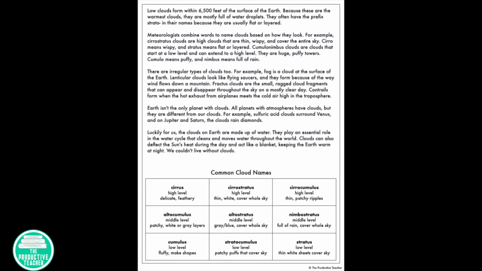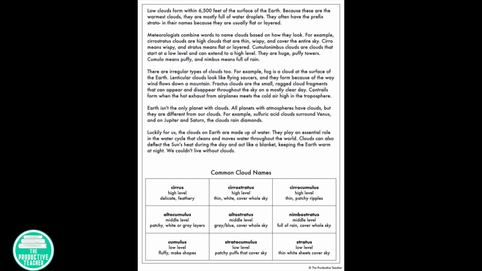Low clouds form within 6,500 feet of the surface of the Earth. Because they are the warmest clouds, they are mostly full of water droplets. They often have the prefix strato in their names because they're usually flat or layered.